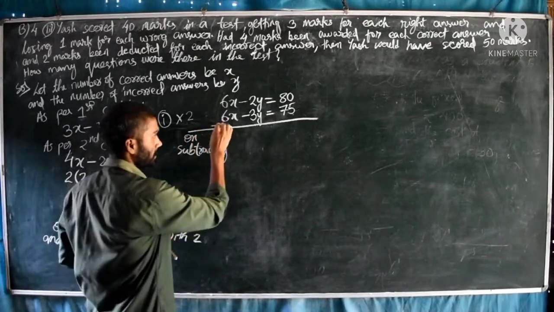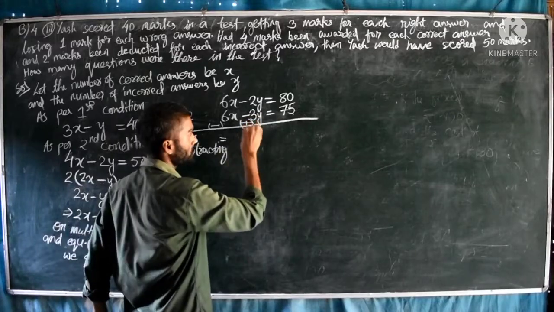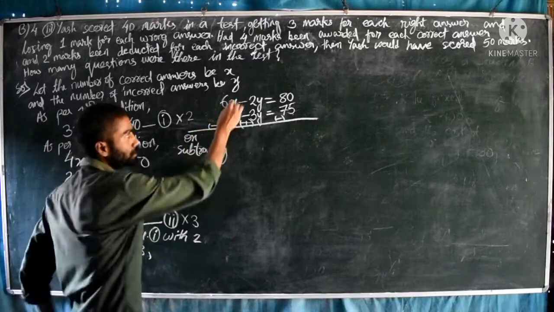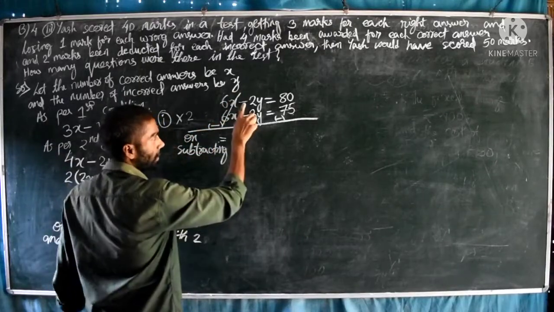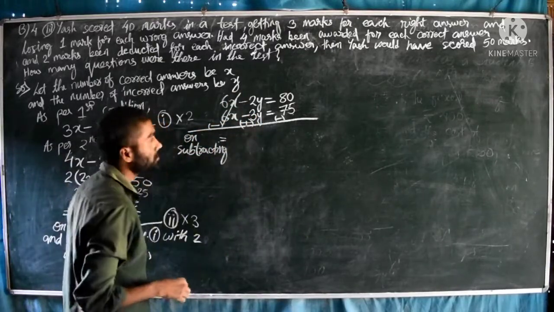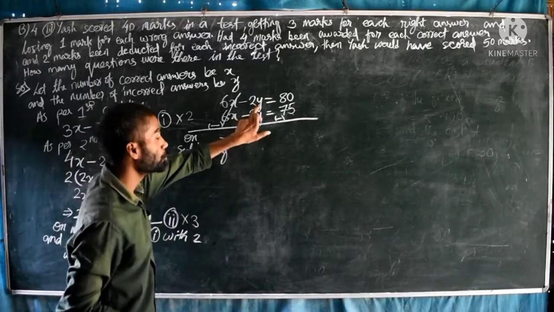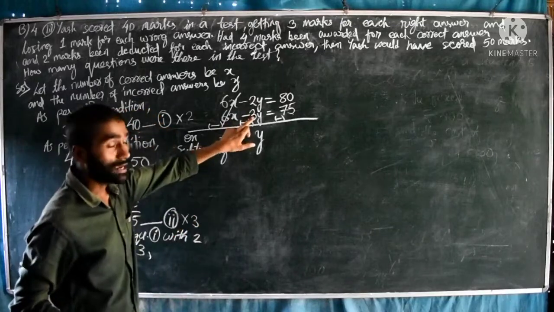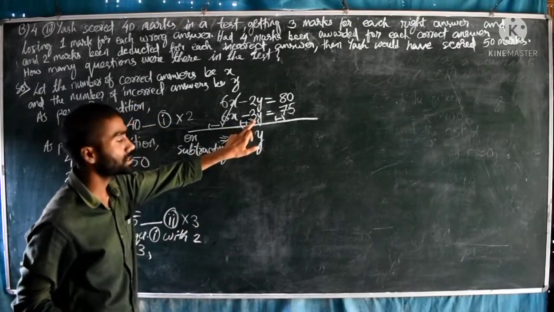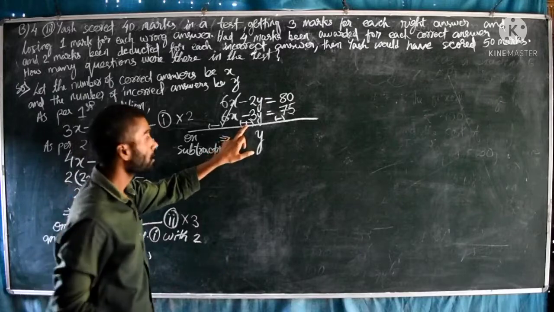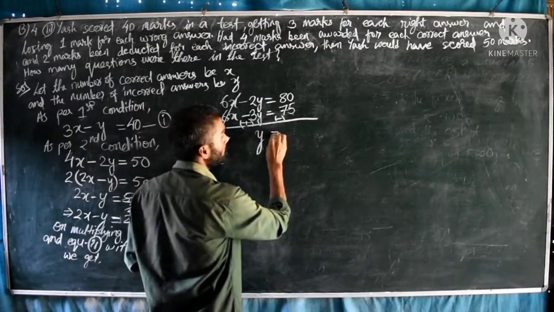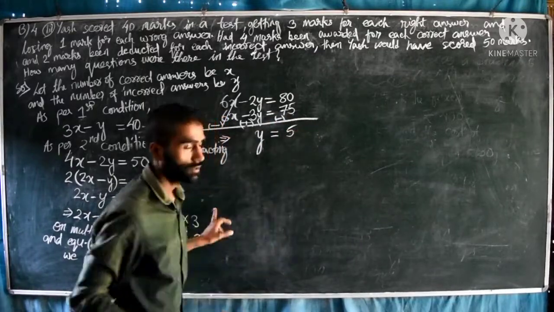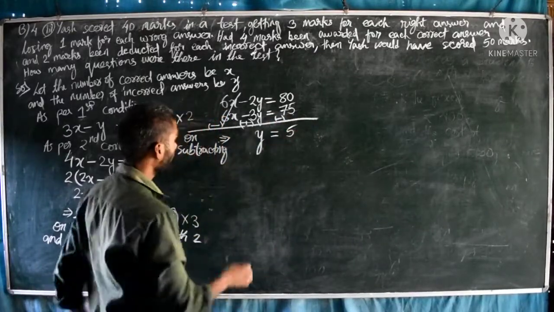On subtracting, what we will get? 6x will change the sign, minus here, plus here, minus. So 6x minus 6x we can cancel it, minus into plus it is minus. So 3y minus 2y we will get 1y, and the sign of the greater integer, 3 is the greater integer, the sign is changed into plus. So y is equal to 80 minus 75, we will get 5 here. So for y we got the value.